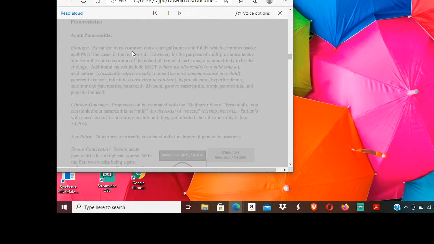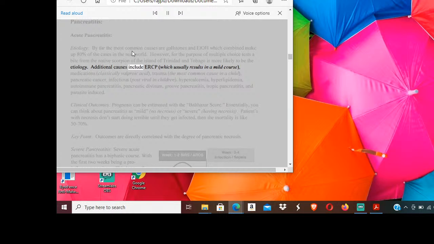Pancreatitis. Acute pancreatitis. Etiology. By far the most common causes are gallstones and ETOH, which combined make up 80% of the cases in the real world. However, for the purpose of multiple choice tests, a bite from the native scorpion of the island of Trinidad and Tobago is more likely to be the etiology.